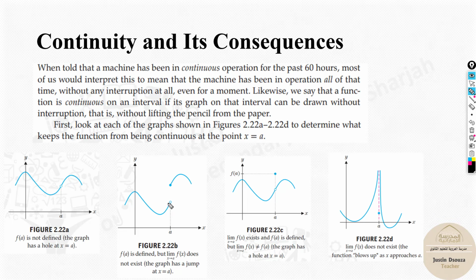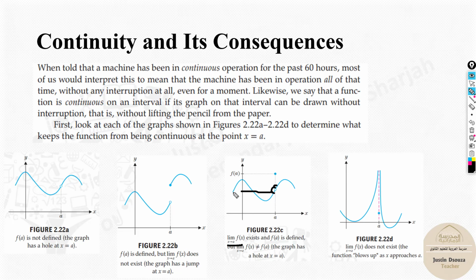Over here you can see there's a jump, right? So what happens over here is there are two different values because it's a jump discontinuity. Now here you can see it seems like this hole, right? But the limit exists and f of a is defined, but they're not the same thing. Why does the limit exist, by the way, over here? The limit exists because you can see the left side and the right side are almost closing in on the same value, right?